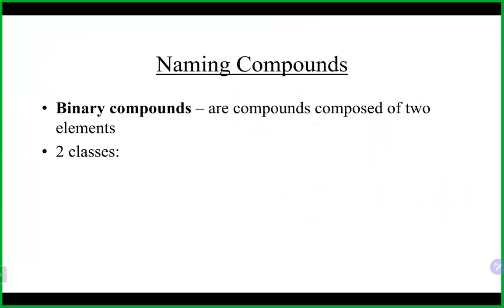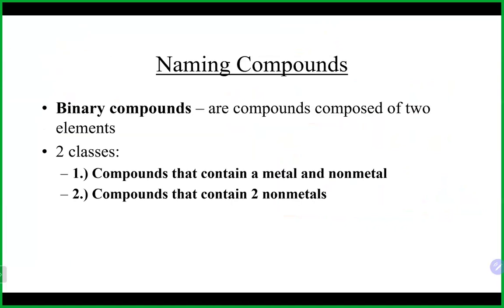So when we name these binary compounds, which are basically just 2 atoms together, again, we're going to have ones that are metals and nonmetals, which is going to be our ionic compounds, and our 2 nonmetals, which will be our covalently bonded compounds. And as I mentioned before, there are different ways that we name each of these depending on the situation that we find ourselves in.